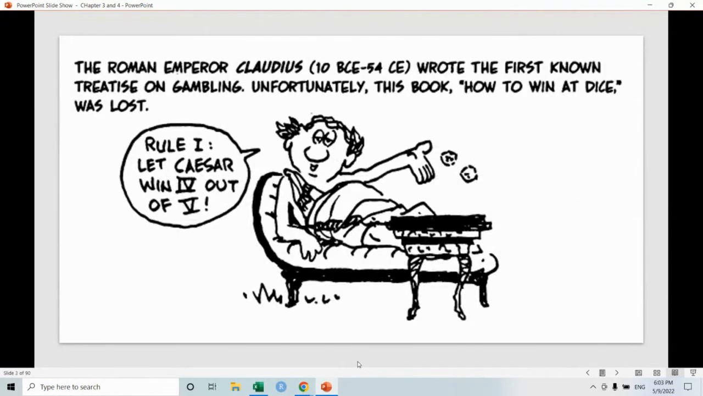We had a Roman emperor, Claudius, 10 BCE to 54 CE, who wrote the first known treatise on gambling. Unfortunately, this book, How to Win at Dice, was lost, probably during the fire in the library at Alexandria. But rule 1: let Caesar win 4 out of 5.